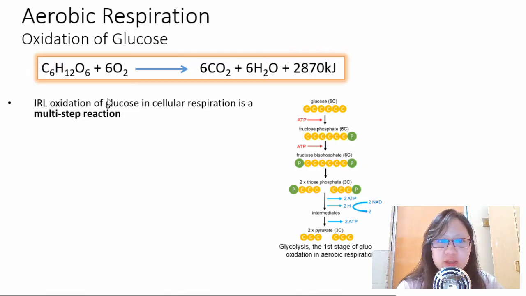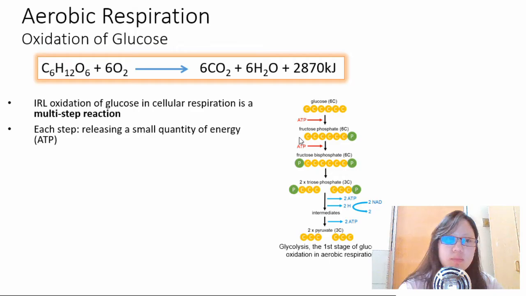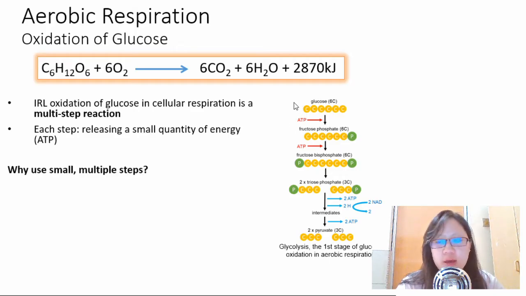In real life, oxidation of glucose in cellular respiration is not just this very simplified version of a chemical equation. It is a multi-step reaction. Even glycolysis, which is the first stage of glucose oxidation, looks like this. There are many steps in between. Each step would release a small quantity of energy. And I guess the question is, why do we want to do it step by step? Can't we just have one step and get it all over with?